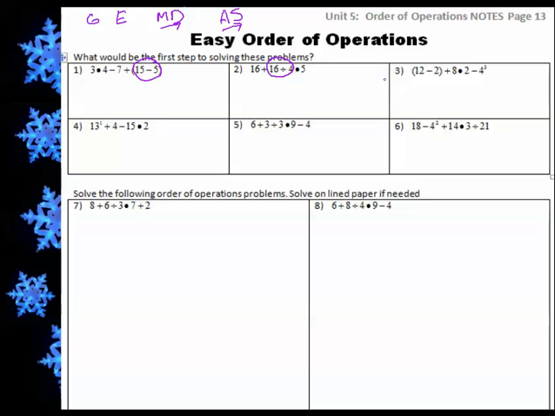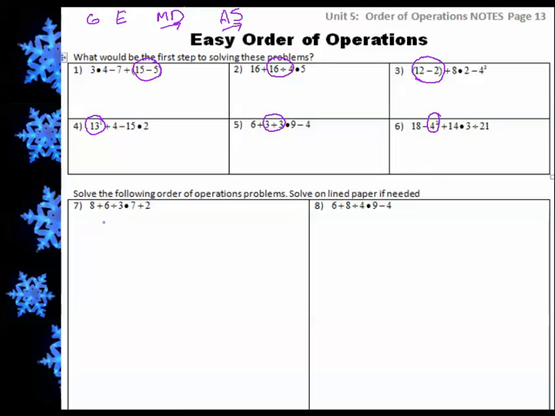Alright, if we look at number 3, we're going to do the groupings first here. In number 4, no groupings, but we're going to do the exponent first. In number 5, I don't have any groupings, I don't have any exponents. I do have multiplication and division. I'm going to do the division first because it comes first in the line. In number 6, I don't have any groupings, but I do have an exponent, so I need to solve 4 to the 2nd power. Okay?